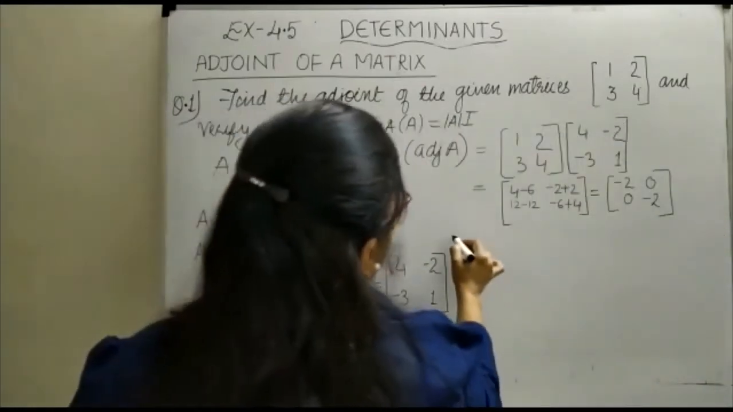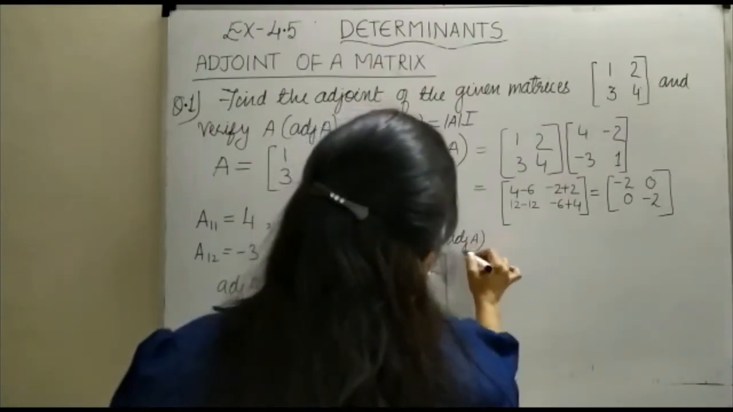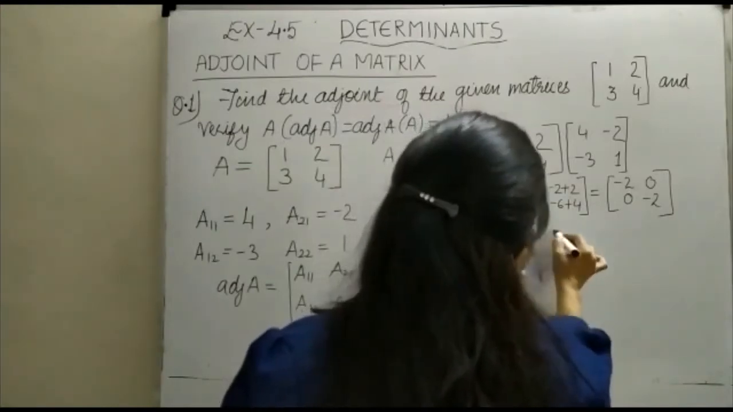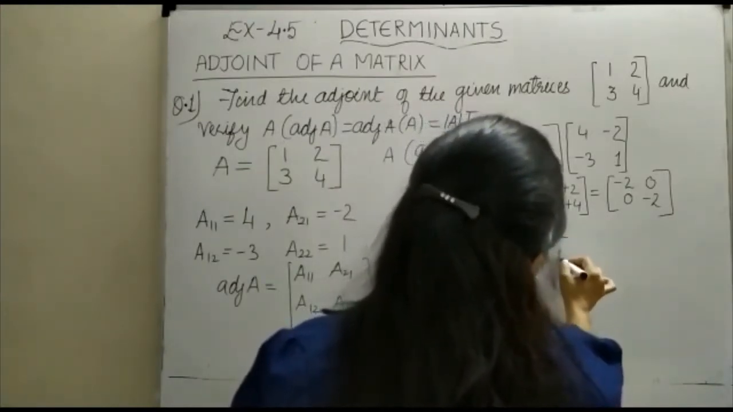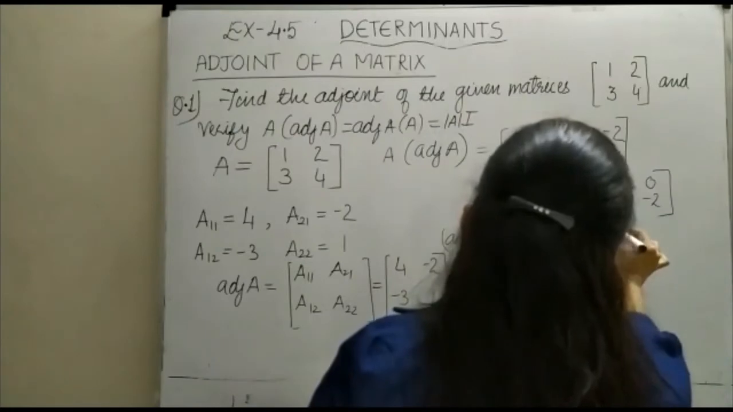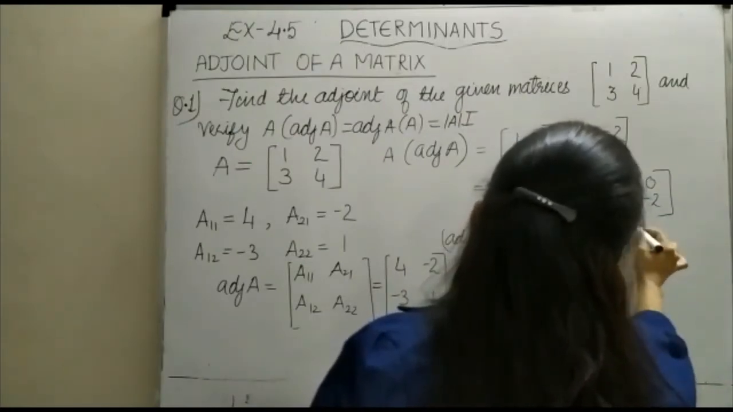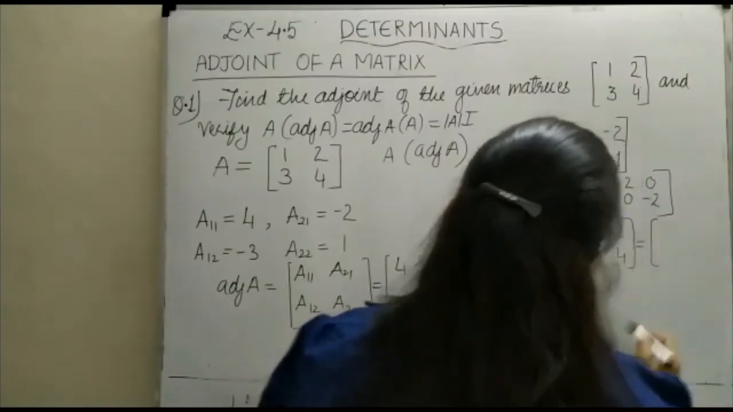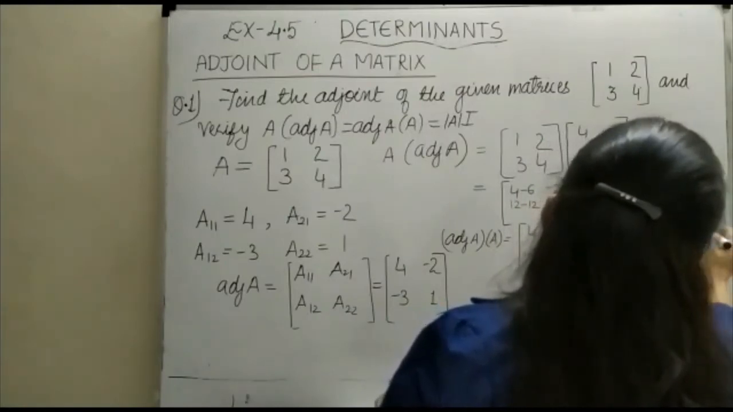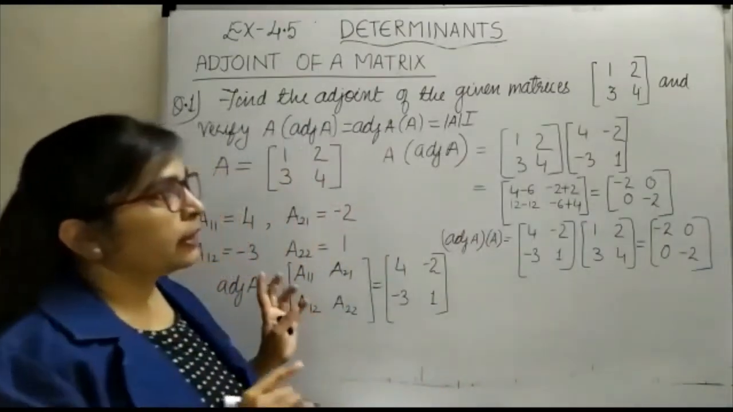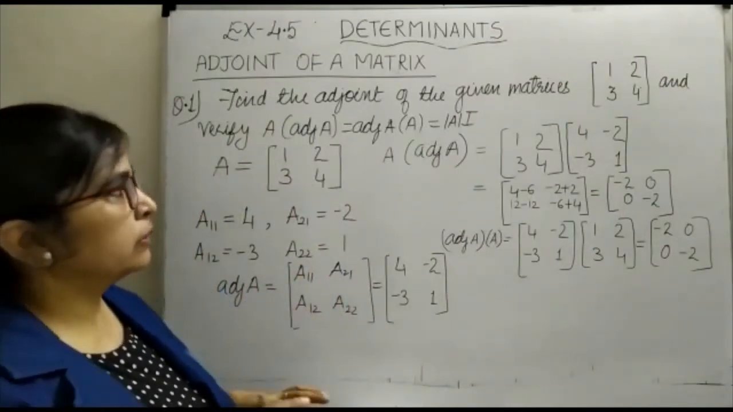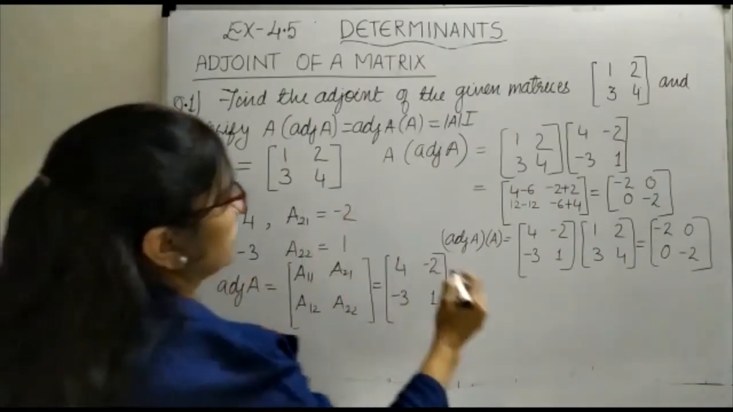Now let us see adjoint A into A. Okay, so this will be the same thing because the matrices are of the same order. Here it will be commutative also. So directly we can write here 1, 2, 3, 4 and we will get the same thing, that is -2, 0, 0, -2. Because we know that AB and BA are defined only when A and B are matrices of the same order.